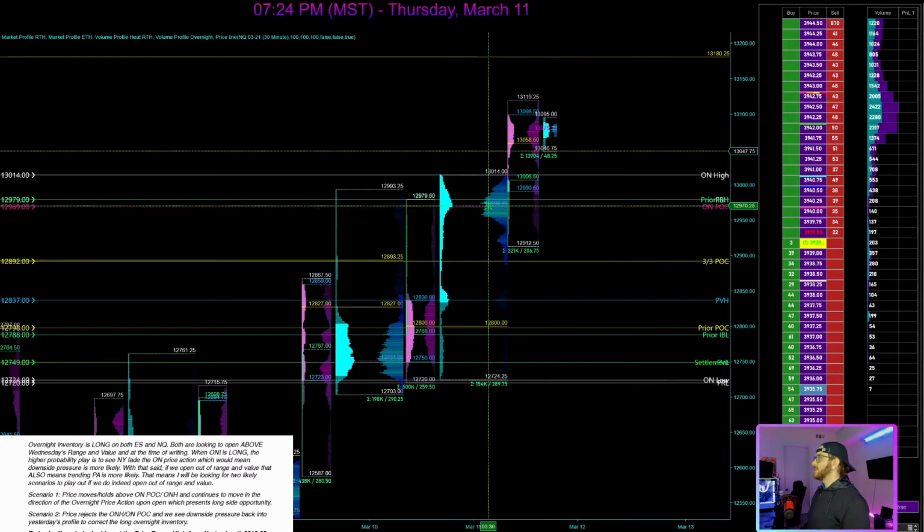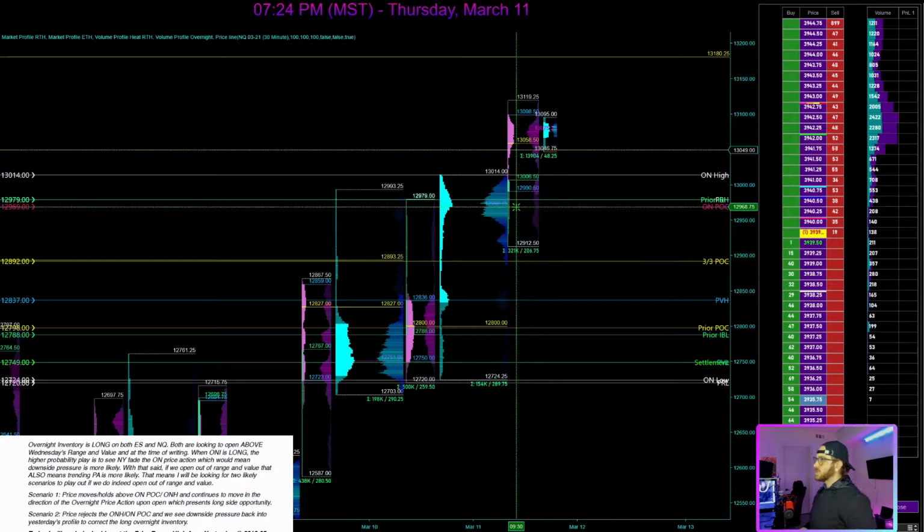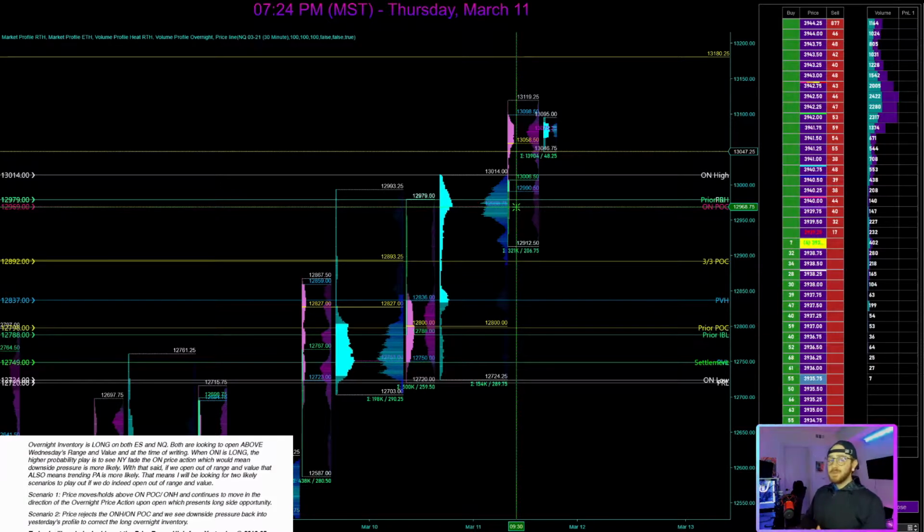Now, if we switch over to NQ, you can see we opened and we actually came back down and really struggled to get picked up for the first hour of the session. After the initial balance completed, we ended up moving above the overnight high and yesterday's high and joining ES in that uptrend, but NQ did indeed struggle a little bit more, which was interesting to see.